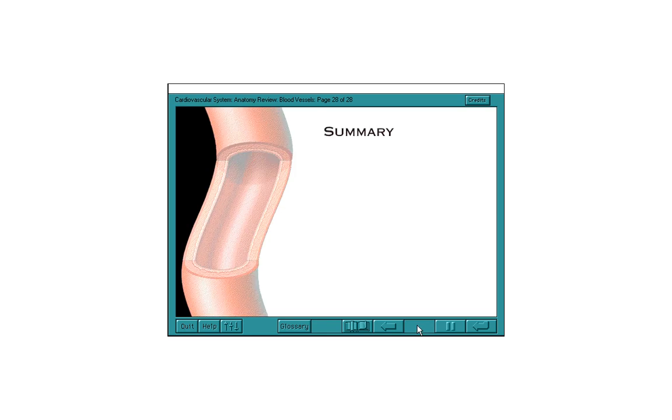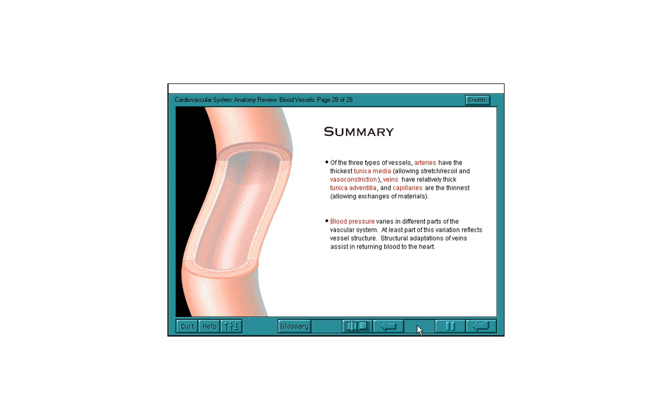Here's a summary of what we've covered. Of the 3 types of vessels, arteries have the thickest tunica media, allowing stretch, recoil, and vasoconstriction. Veins have a relatively thick tunica adventitia, and capillaries are the thinnest, allowing exchanges of materials. Blood pressure varies in different parts of the vascular system. At least part of this variation reflects vessel structure. Structural adaptations of veins assist in returning blood to the heart.